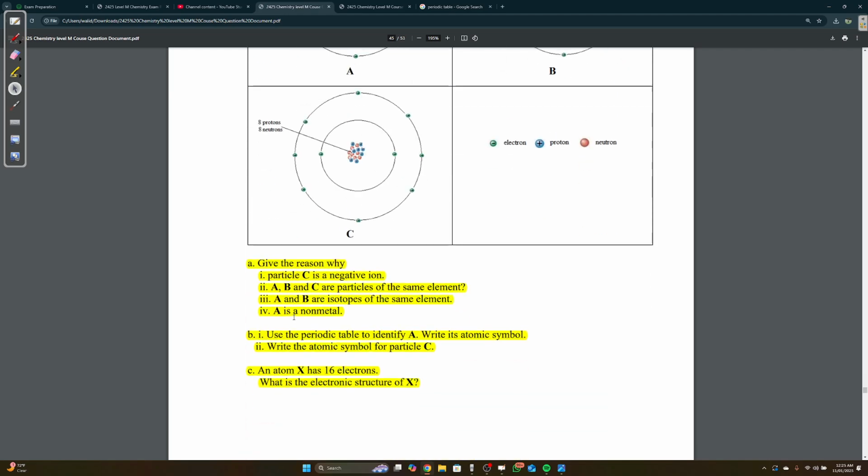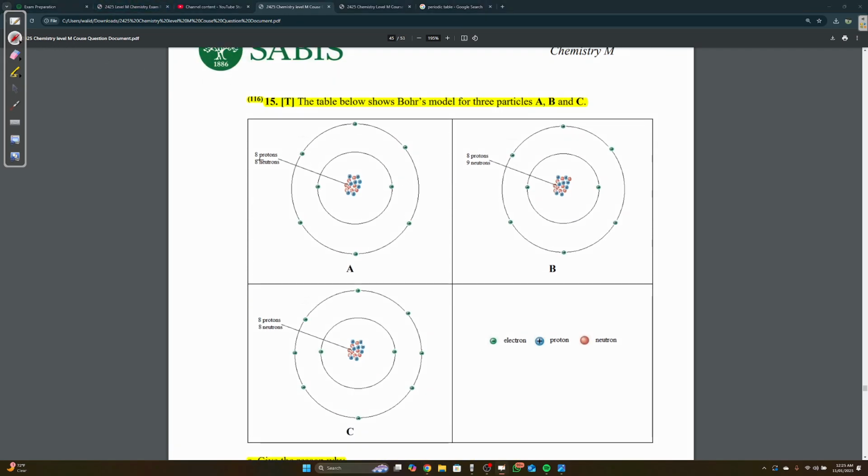Part 4, why is A a nonmetal? Okay, A has 8 protons, right? And it has 8 electrons, so this is neutral. It's easy. Until you want to figure out if it's a metal or non-metal. We know non-metals are on the right, metals are on the left. How do I know if it's on the left or right? Let's see. How many electrons in its outer shell? 1, 2, 3, 4, 5, 6. So it's going to be group 6.